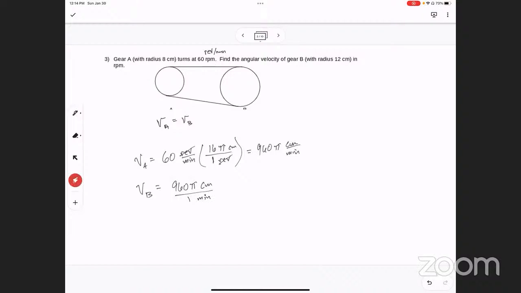But I want to convert this back to angular velocity for this gear now. So what do I do to convert that back to angular velocity? Remember, that's centimeters per minute, but I want revolutions per minute. So what do I have to come up with? A conversion factor that has what in the bottom? You see how I put revolutions in the bottom so that it could cancel out? Now I want centimeters on the bottom. One revolution is equal to how many centimeters for that other gear?